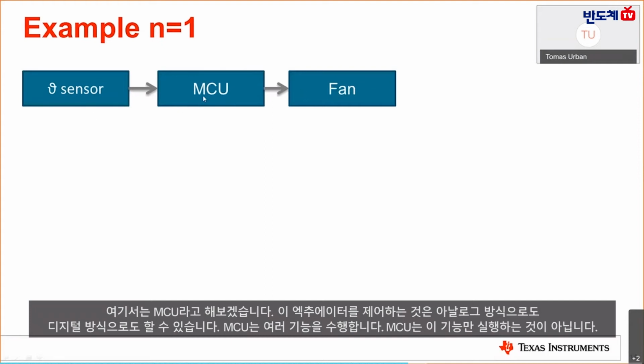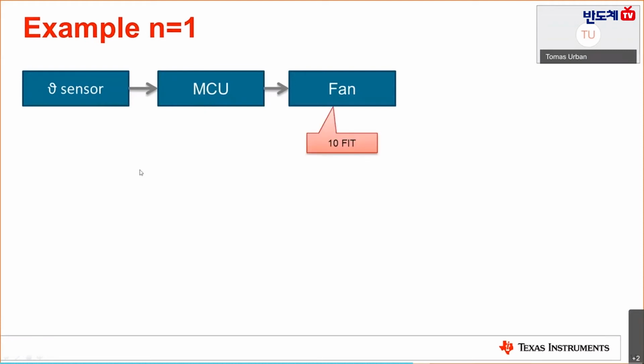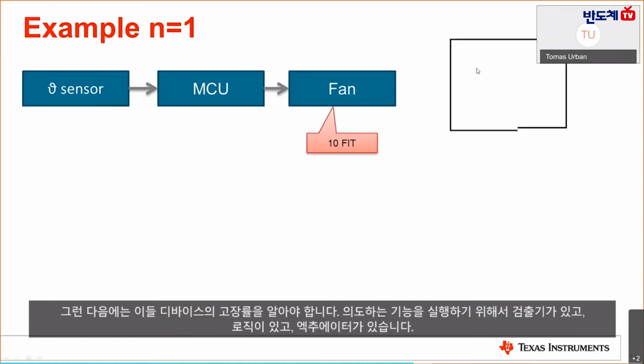Let's assume that the MCU is used for multiple functions. This is not only one, so it's probably just one part, just one function that is executed by this MCU. So we need to look at the failure rates of the devices we have here.